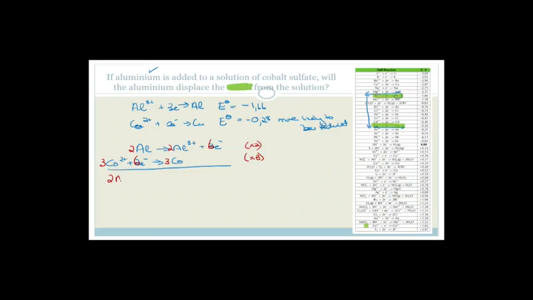So it becomes 2 aluminium plus 3 Co2+ goes to 2 aluminium 3 plus plus 3 Co. There you go. Just a second, let me just fix something, because at the moment that's just carbon monoxide, CO. There you go. So that's your balanced half reaction. I mean, balanced overall net reaction.